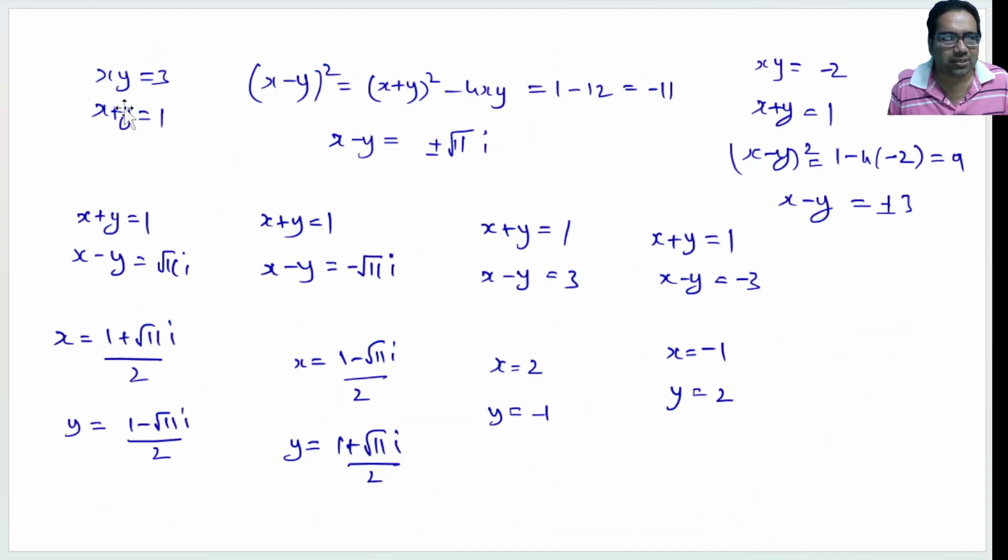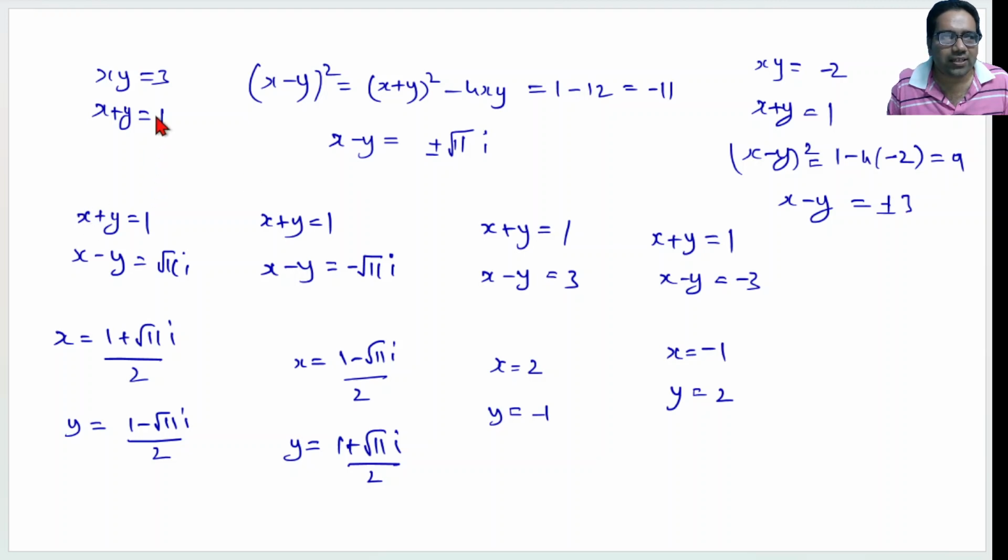One is xy is 3, x plus y is 1. The other is xy is minus 2 and x plus y is 1. We know x plus y, we know xy, so we can calculate x minus y also. How? x minus y whole square equals x plus y whole square minus 4xy. So 1 minus 4 times 3 is 12, which gives minus 11. So x minus y becomes plus or minus root 11i.